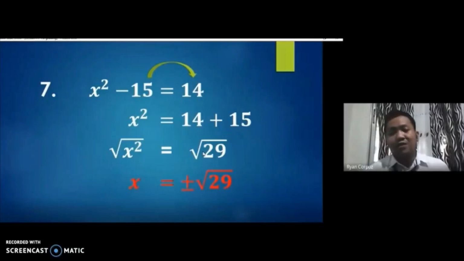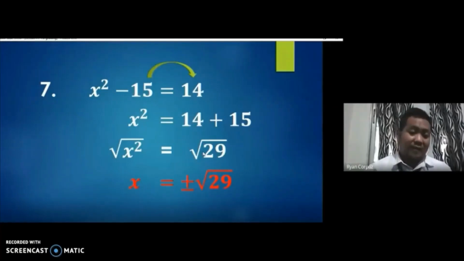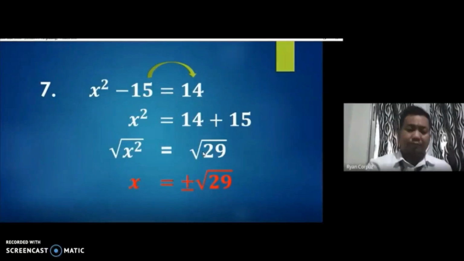Yun nga lang, we're just going to add positive and negative of it. So put positive and negative square root of 29. Because 29, as I was saying, does not have factors anymore wherein one of its factors is a perfect square. So it will stay as it is. All you have to do is just add positive, negative before that square root of that certain number. So that's how we answer number 7.